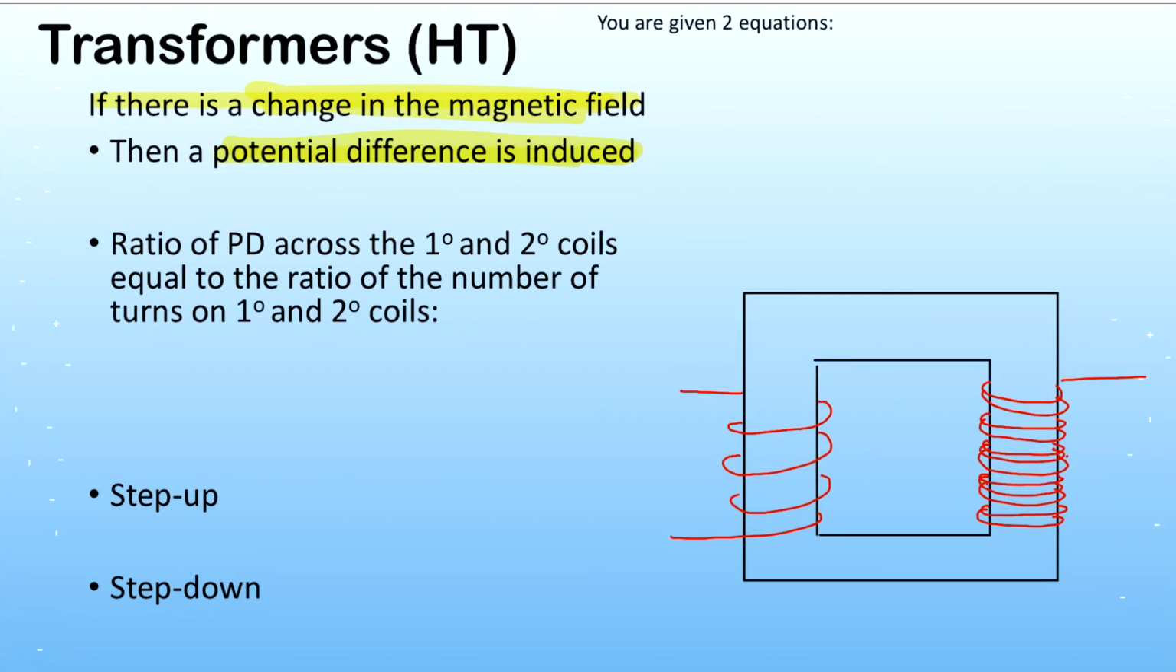Now there's an important rule that we're going to apply here, which is that the ratio of potential difference across the primary and secondary coils is equal to the ratio of the number of turns on the primary and secondary coils.